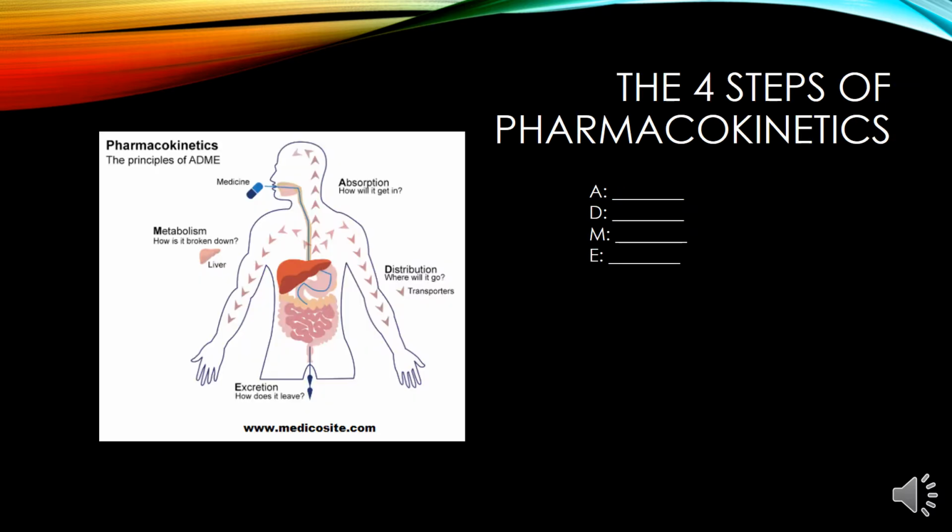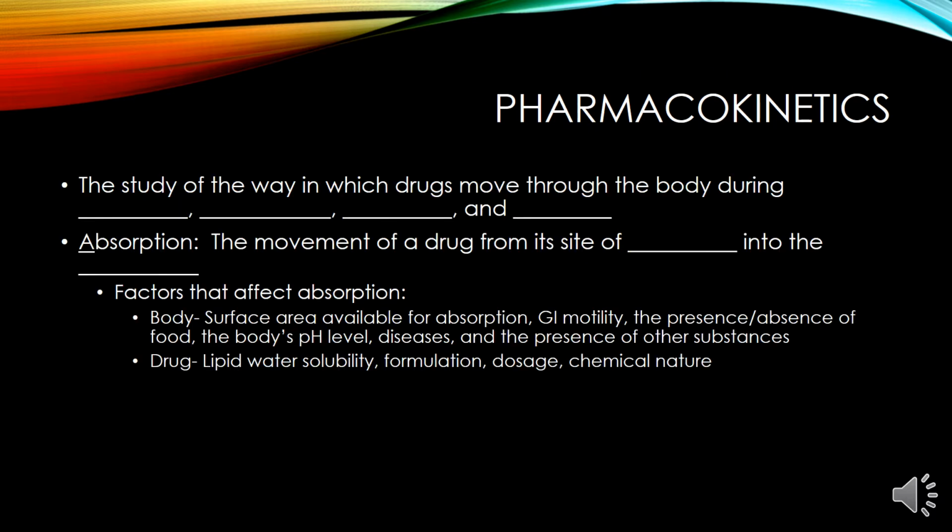The 4 steps of pharmacokinetics. These are absorption, distribution, metabolism, and excretion. Pharmacokinetics is the study of the way in which drugs move through the body during absorption, distribution, metabolism, and excretion. Absorption is the movement of a drug from its site of administration into the bloodstream.